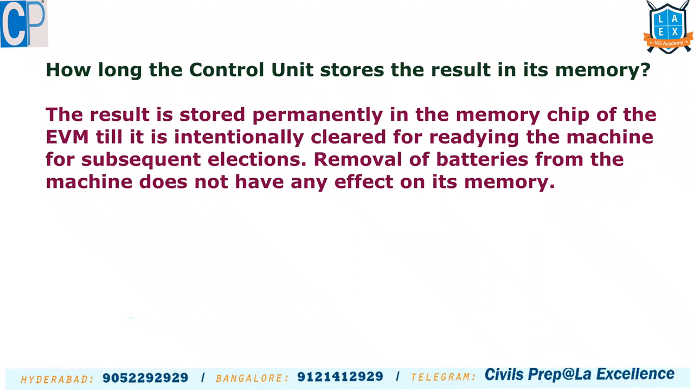The next question is, for how long does the control unit store the result in its memory? It stores it permanently until we intentionally clear it. If we remove the battery, that doesn't clear any memory in it. Intentionally, by following a certain procedure, its memory can be cleared. So even if someone wants to clear the memory by removing the battery or so, they cannot do it.